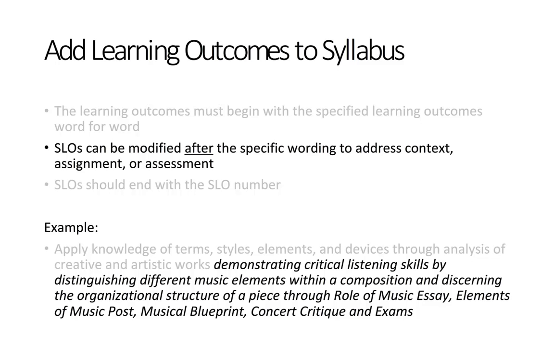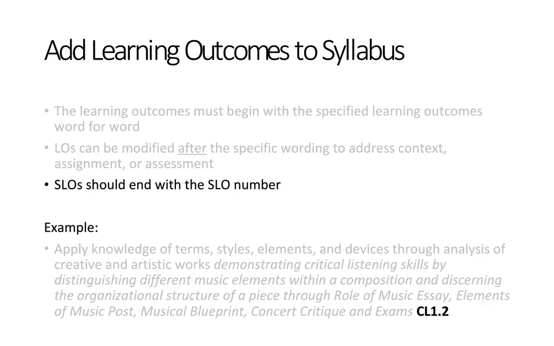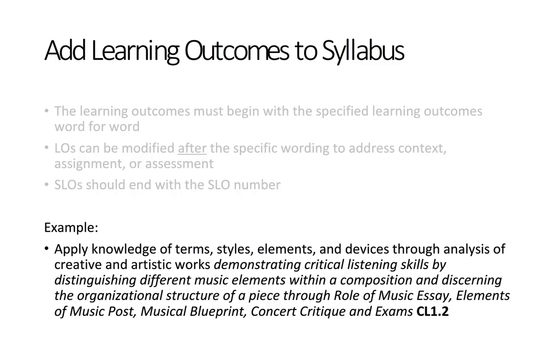For instance, the course developer added demonstrating critical listening skills by distinguishing different music elements within a composition and discerning the organizational structure of a piece through the role of music essay, elements of music post, musical blueprint, concert critique, and exams. Finally, at the end, add the SLO number, in this case, CL 1.2. Finally, here, you can see it all put together.